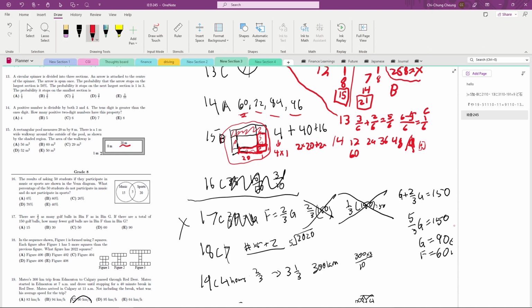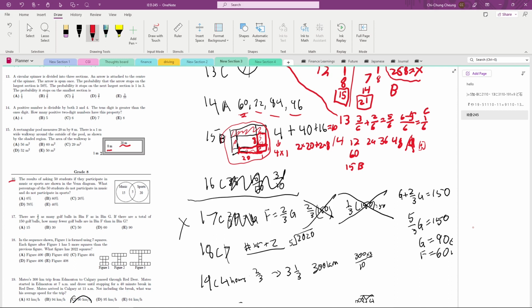So 2 times 8. Yeah, and then when you add it all up, the 4 and the 16 make 20, and then plus 40, that's 60, which is, 15 is B. Okay, next.